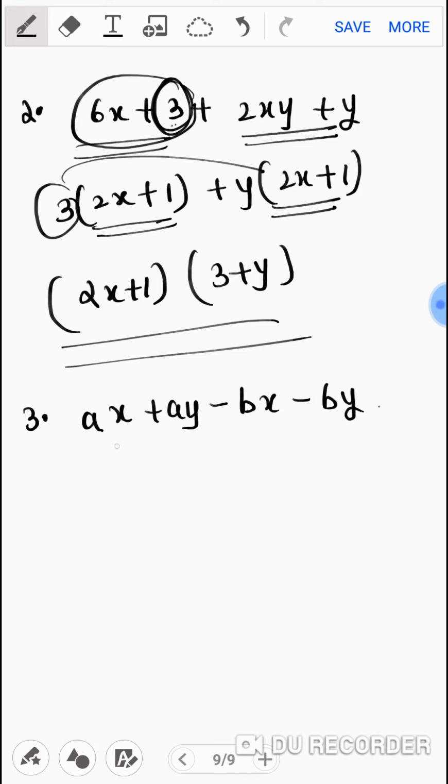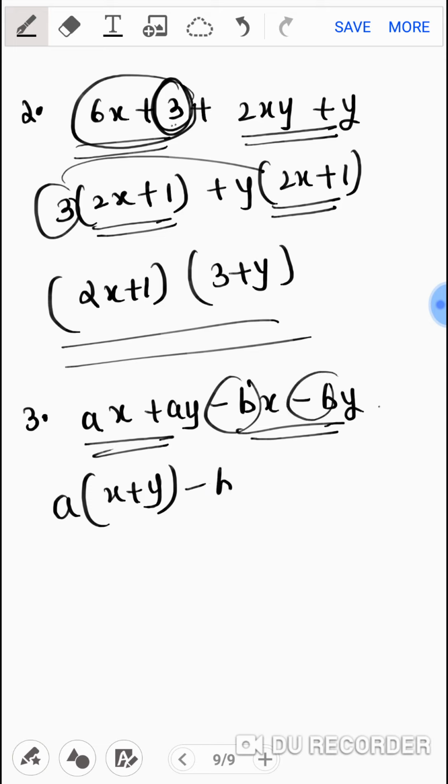My dear kids, first two terms you have to take and next two terms you have to take. From first two terms, if I take a common, it will be x plus y. From second two terms, if I take minus b common, inside will be x plus y. My dear kids, you are putting brackets, so inside sign will change. It was minus before, it will be converting into plus. When you put brackets, inside sign change.